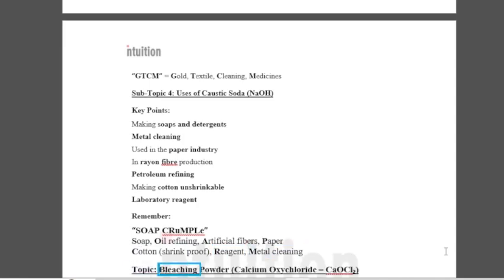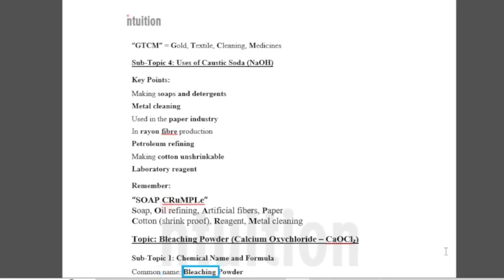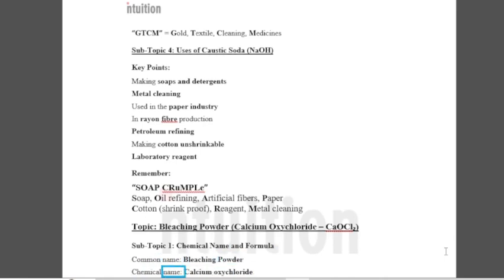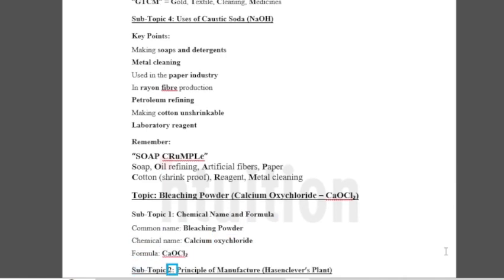Topic: bleaching powder, calcium oxychloride. Subtopic 1. Chemical name and formula. Common name: bleaching powder. Chemical name: calcium oxychloride. Formula: CaOCl2. Subtopic 2. Principle of manufacture.